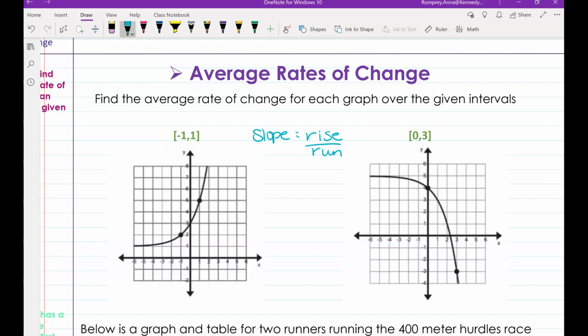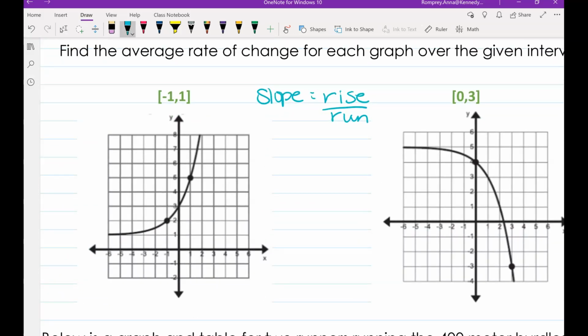Looking at our first graph, we're given the interval -1 to 1. Remember, we read a graph from left to right. When it's talking about -1 to 1, that's looking at our x-axis. -1 is our start point, 1 is our ending point. So identify your 2 points: (-1, 2) and (1, 5). I want to find the average rate of change, or the slope, between these 2 points.